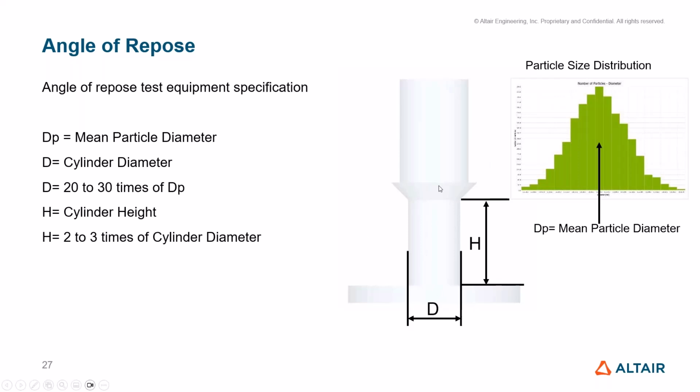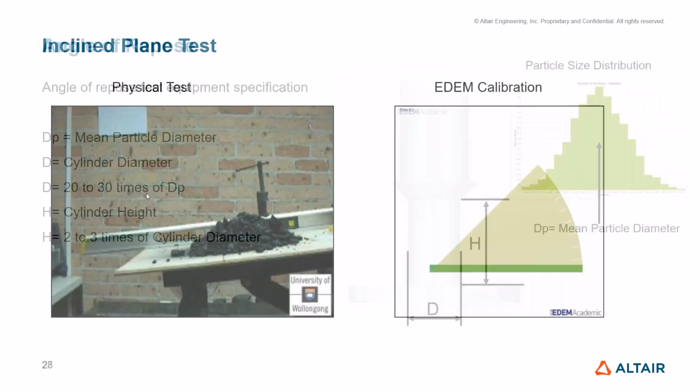These calculations help to construct and perform the angle of repose test, which gives a good correlation between the physical test and EDEM, because this helps us avoid some of the wall stress effects as well. These are the standard dimensions.